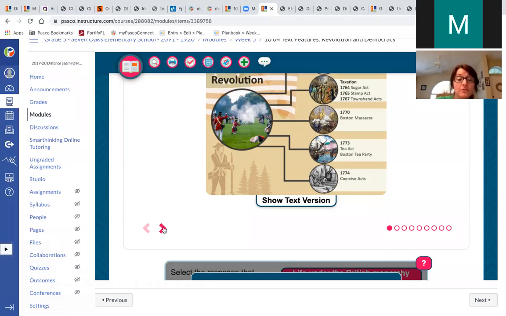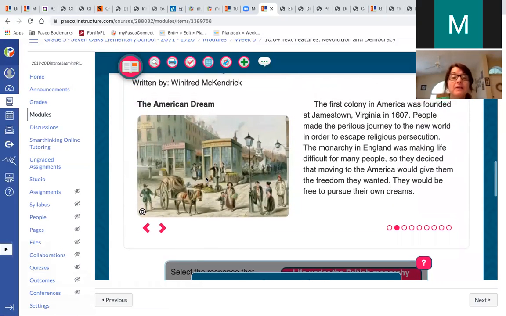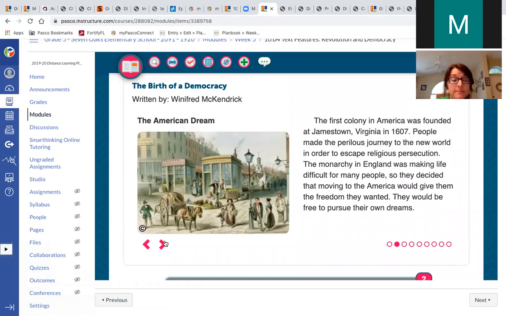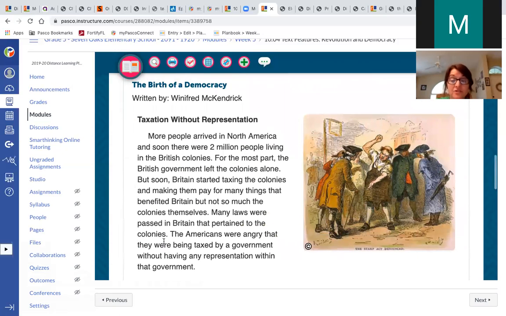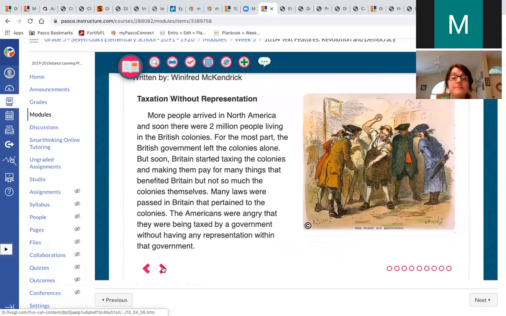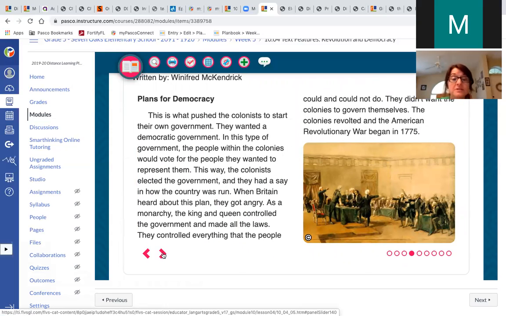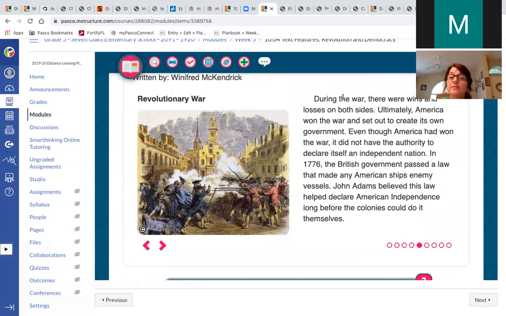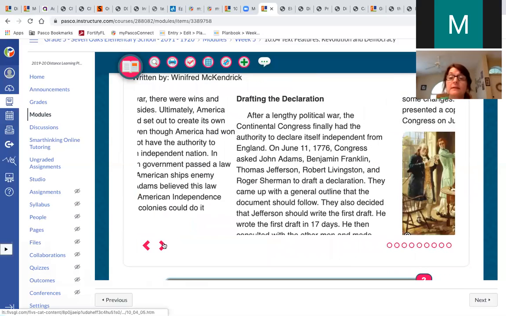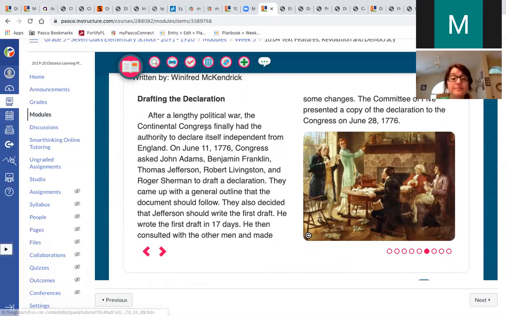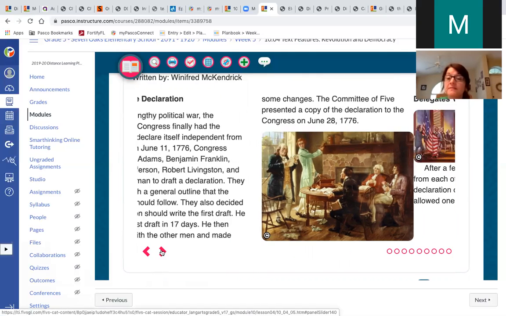So then you are going to scroll through all of these slides. Pay close attention here to the American Dream, read through that, and then taxation without representation, plans for a democracy, read through that carefully, and then the Revolutionary War, drafting the Declaration. We remember reading about that, where they came together in 1776. So you've got Thomas Jefferson there and Benjamin Franklin. So you've got the delegates gathering around and they're drafting and working on the Declaration.